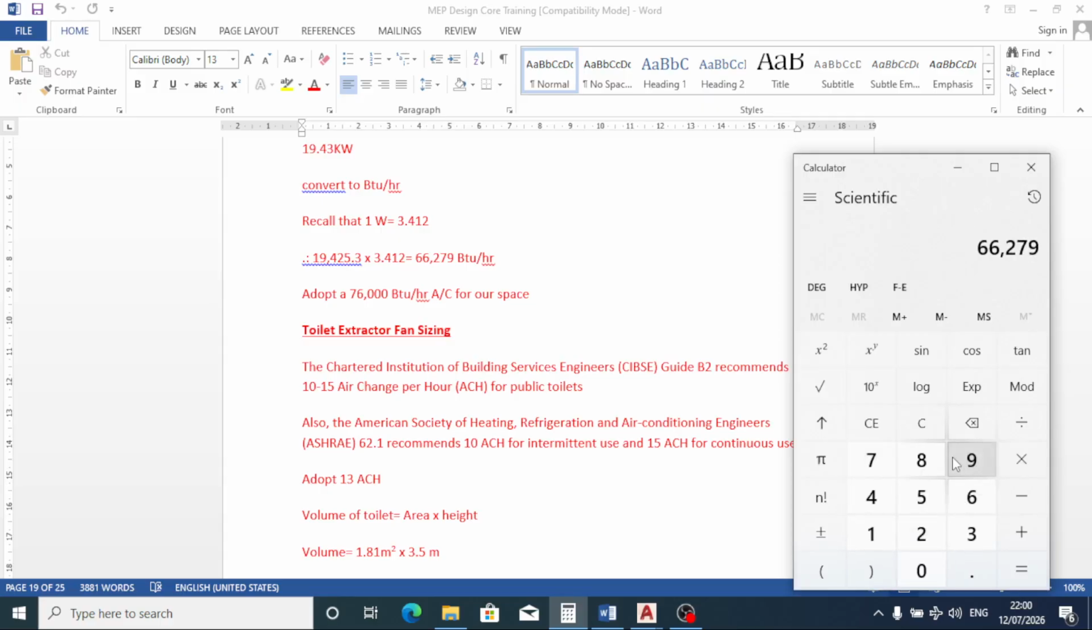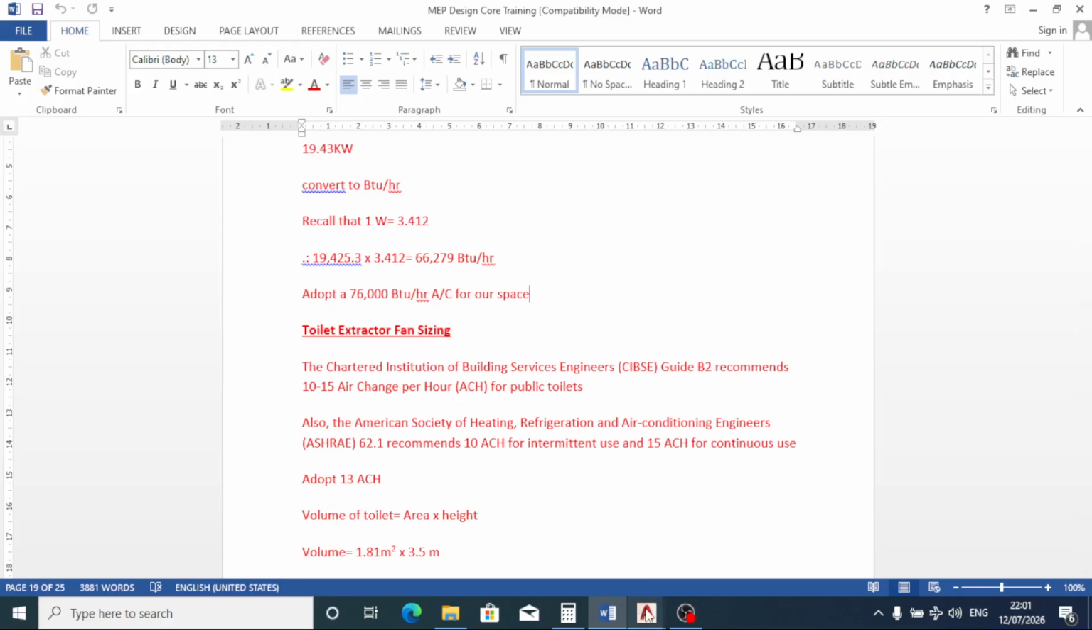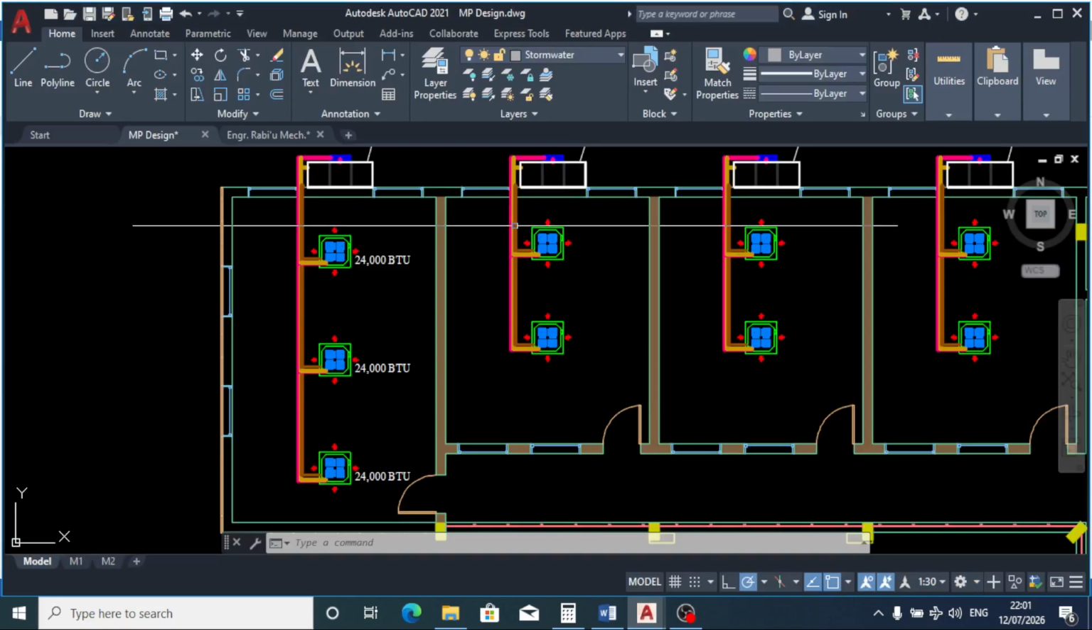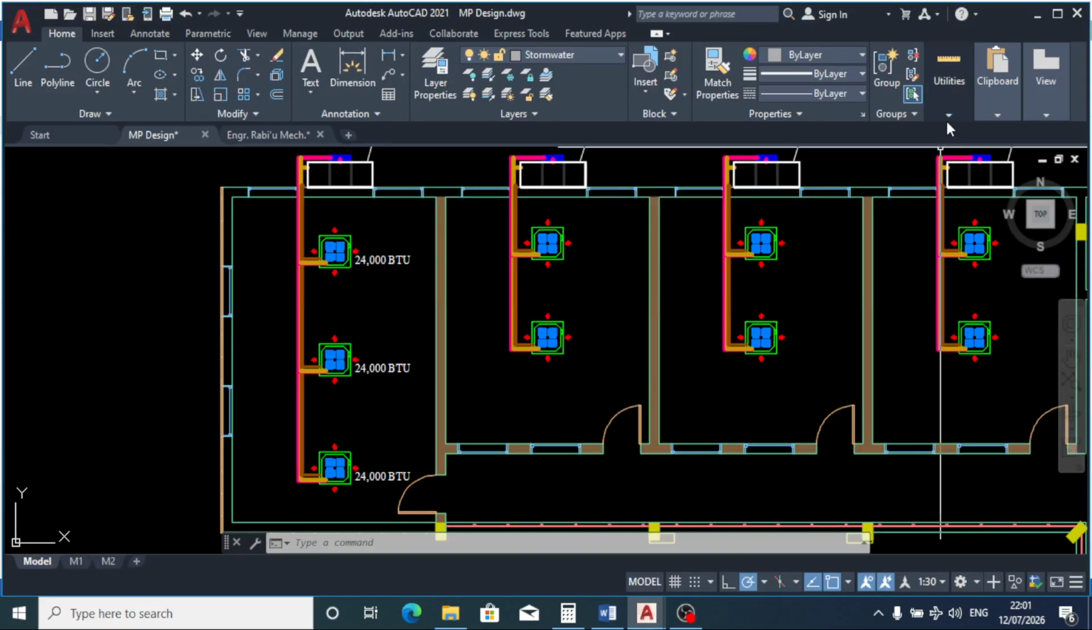66,279 BTU divided by 37.13 meters squared. So for each 1 meter squared, we are going to require 1,785.05. Let's leave it as 1,785 BTU to cool 1 square meter of a space. Now, using this value, let's get the floor area of this classroom.